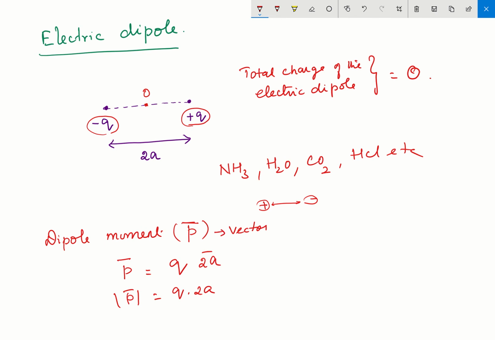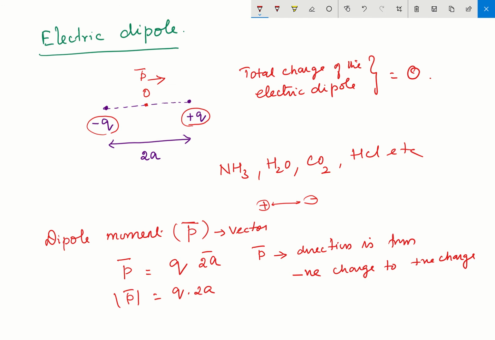Therefore the direction of the dipole moment P is from negative charge to positive charge. How do we represent it here? P should be from negative to positive. This is the direction of P.